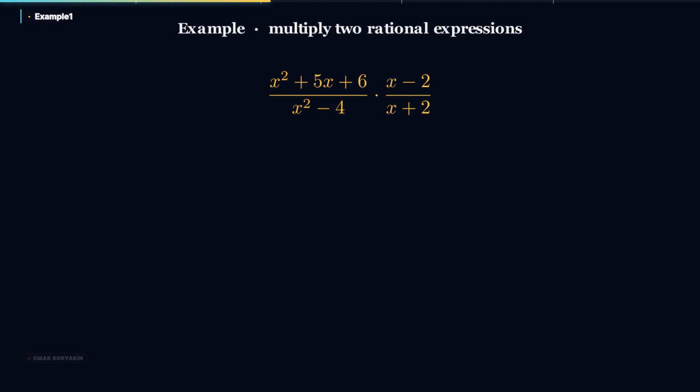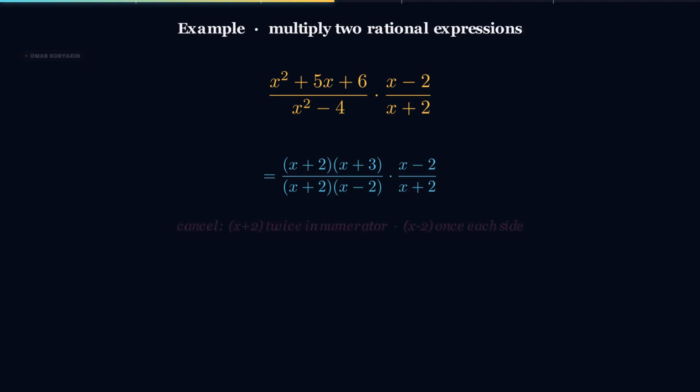Example 1. Multiply x squared plus 5x plus 6 over x squared minus 4 by x minus 2 over x plus 2. Three of the four pieces are factorable trinomials or differences of squares. The numerator of the first fraction, x squared plus 5x plus 6, equals x plus 2 times x plus 3. The denominator of the first fraction, x squared minus 4, equals x plus 2 times x minus 2. The second fraction's numerator and denominator are already in factored form.